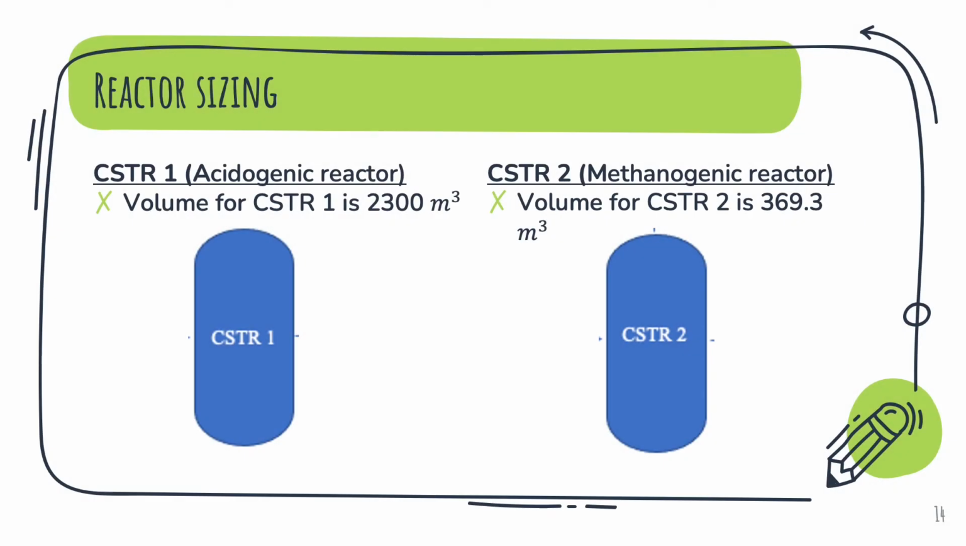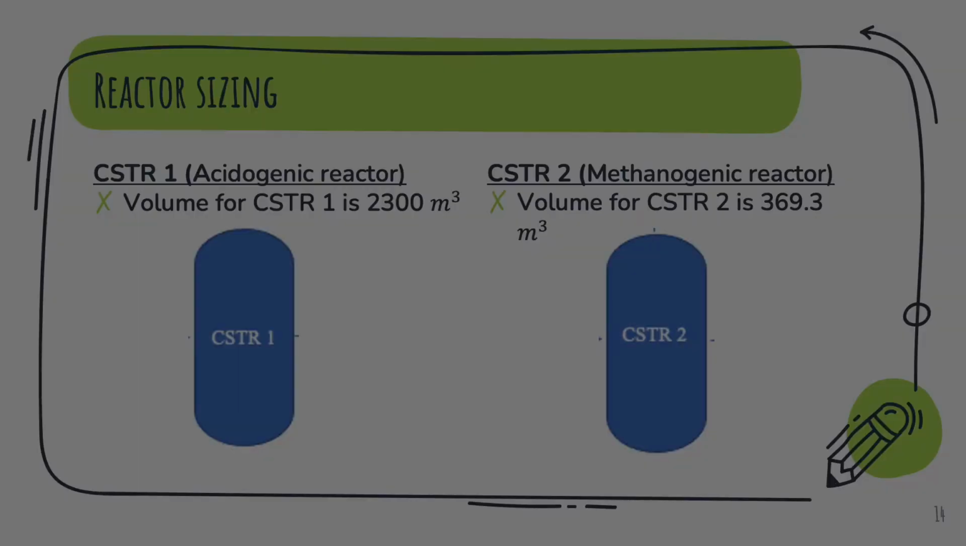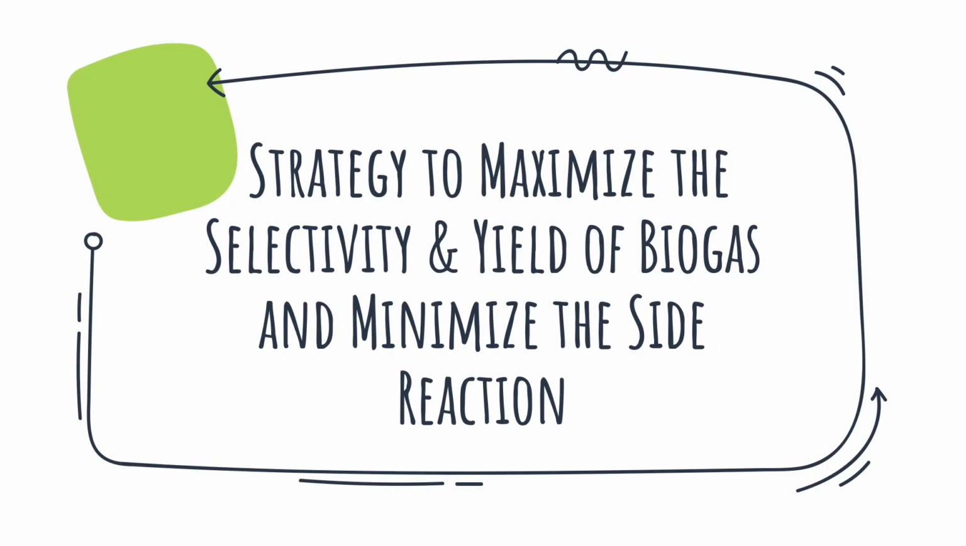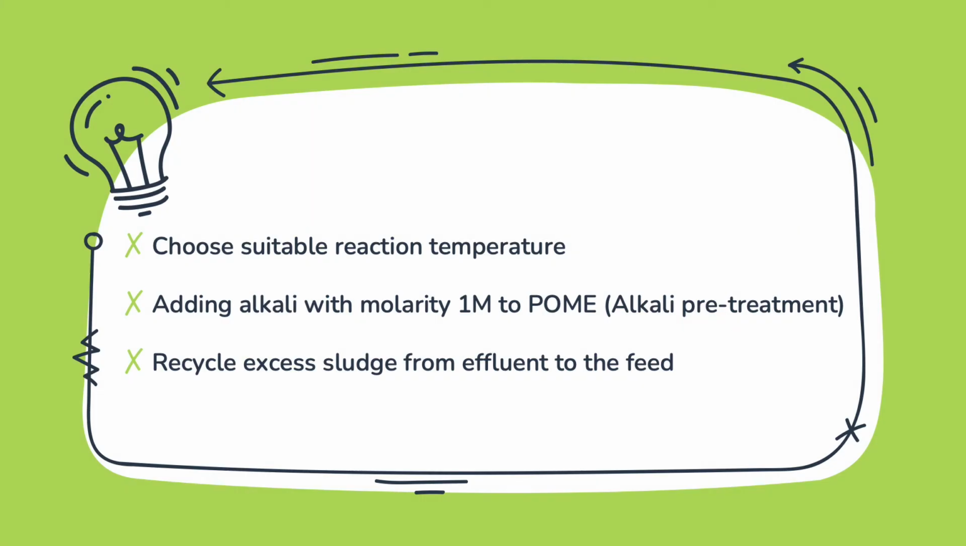After performing the stoichiometric table and also through the 5 steps method that we have learned in chapter 4, it is found that the volume for CSTR1 is 2300 meter cube and the volume of CSTR2 is 369.3 meter cube. In order to maximize the yield and selectivity of biogas and minimize the side reaction, a suitable reaction temperature must be chosen, adding alkali with molarity of 1 molar to the POME, which is also known as alkali pretreatment, and finally, the excess sludge from effluent is recycled to the feed.